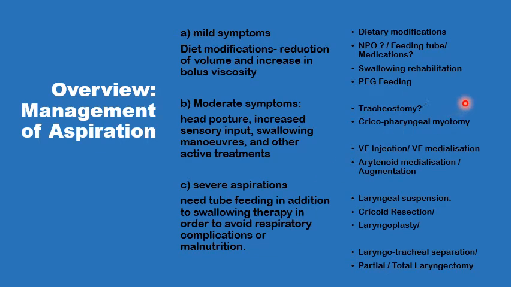And these surgical interventions can be straightforward, like in a PEG feeding or a tracheostomy, or could be more complicated, like cricopharyngeal myotomy, injection and medialization of the vocal cord, arytenoid medialization and rotation, laryngeal suspension, cricoid resection, laryngoplasty, and laryngotracheal separation, and finally either partial or total laryngectomy.